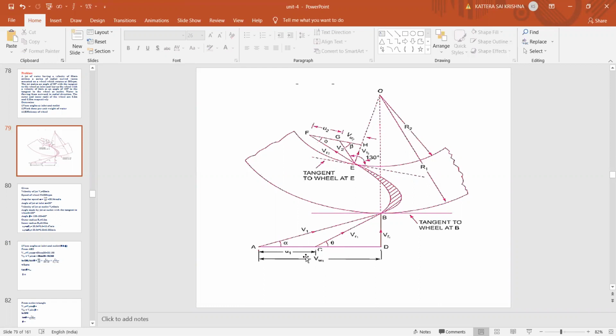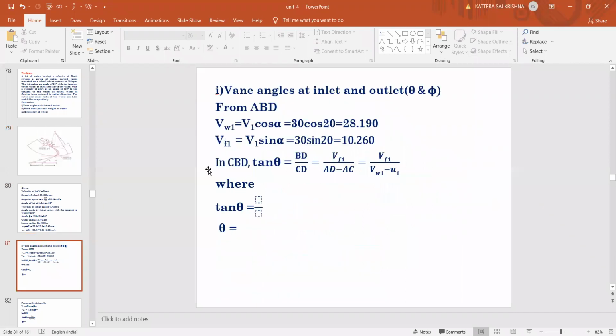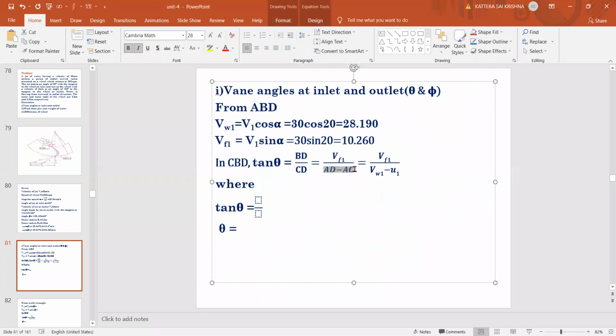VW1 minus U1. Very good. So this length is VW1 total minus, if you do this length, you will get this length. So tan theta equal to VF1 by VW1 minus U1. So that thing you can do now first. From the triangle CBD, tan theta equal to BD by CD, nothing but opposite by adjacent. So opposite we have VF1, adjacent is AD minus AC. So that AD minus AC is nothing but VW1 minus U1, right?